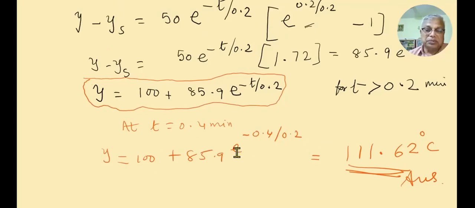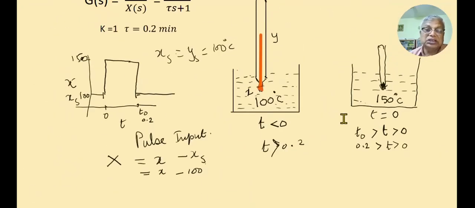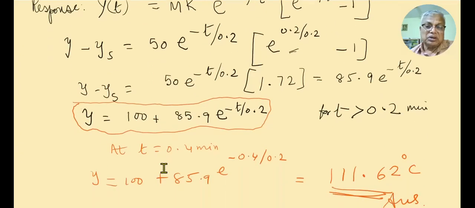So after 0.4 minute, the thermometer will read 111.62, and in the first case, after 0.1 minute, the thermometer will read 119.67 Celsius. So these are the two answers for these two questions. Now I'll give you two more questions for practice.